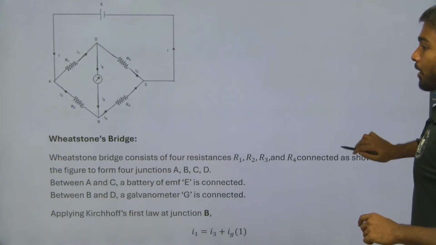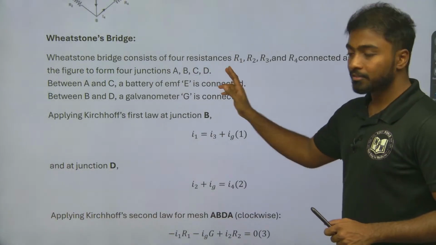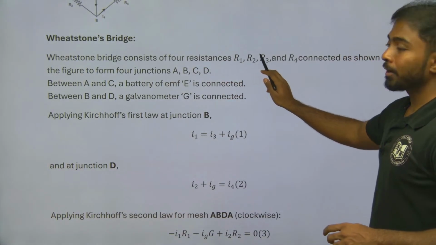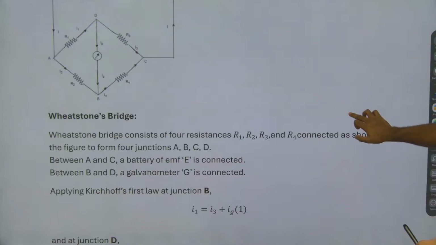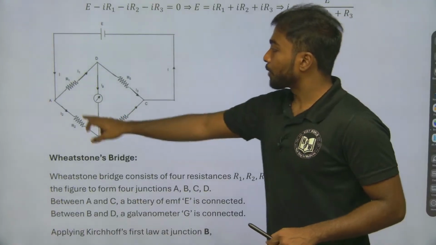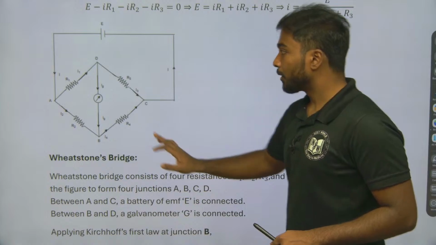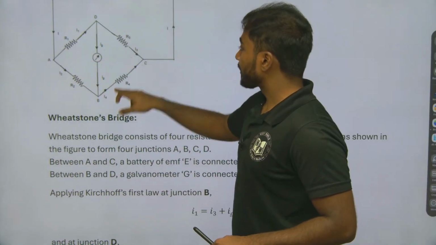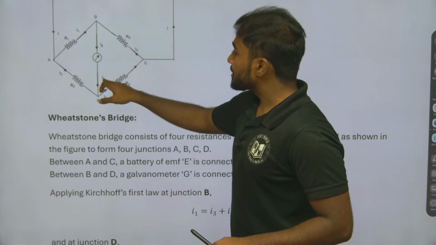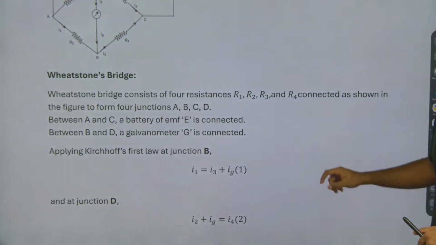When we go for the Wheatstone bridge, it consists of 4 resistors, named R1, R2, R3 and R4, connected as shown in the given figure. Like this we will connect them: R1, R2, R3, R4. The currents will be I1, I2, I3 and I4, and Ig is nothing but the galvanometer current. And there will be no current through the galvanometer.